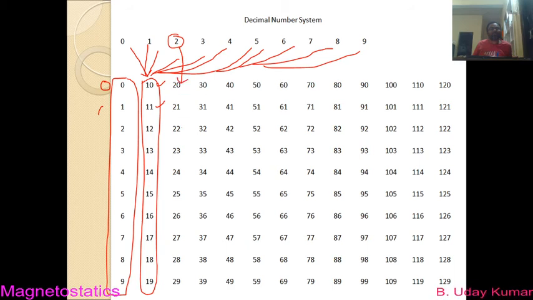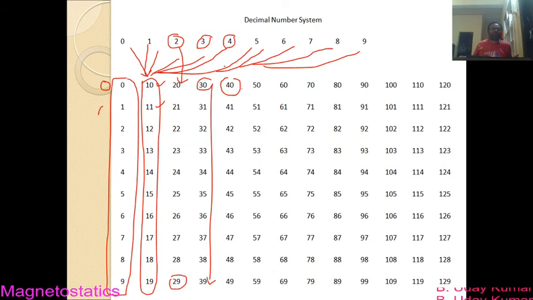You get 20, 21, 22, 23, 24, 25 up to 29. Similarly, take 3 now and write all the possible combinations. You start from 30 and end on 39. And similarly you take 4, and if you write the combinations you get from 40 to 49.